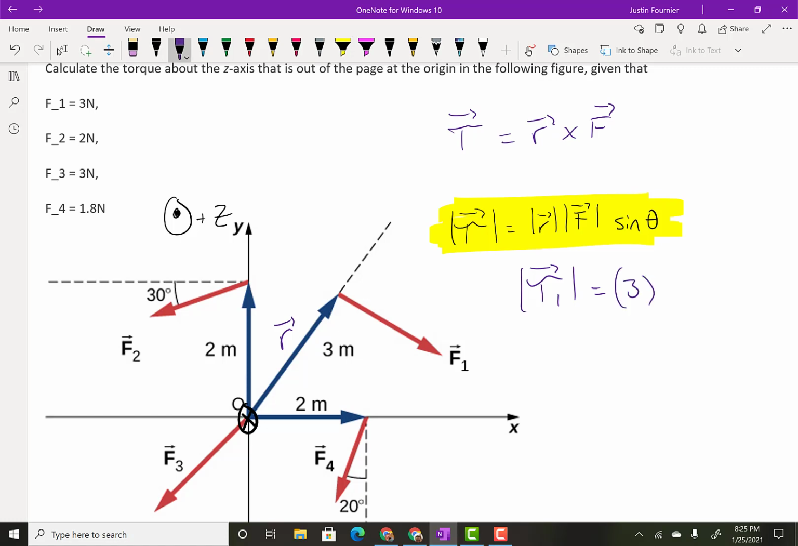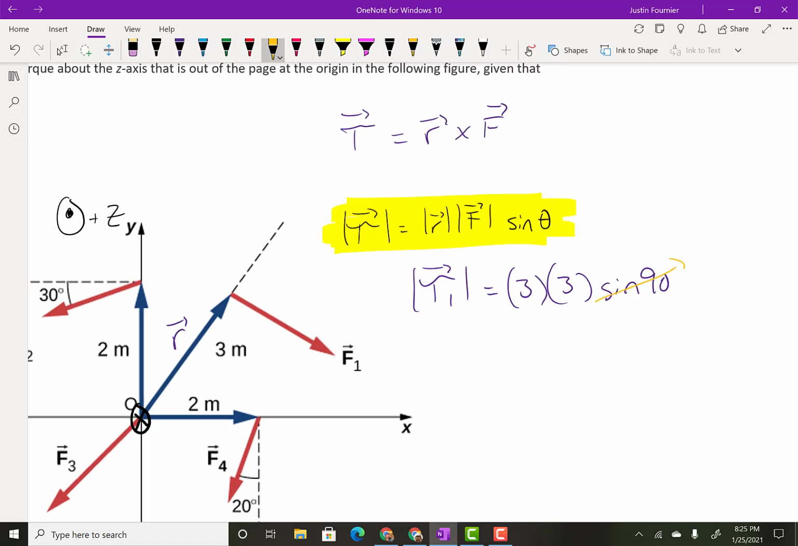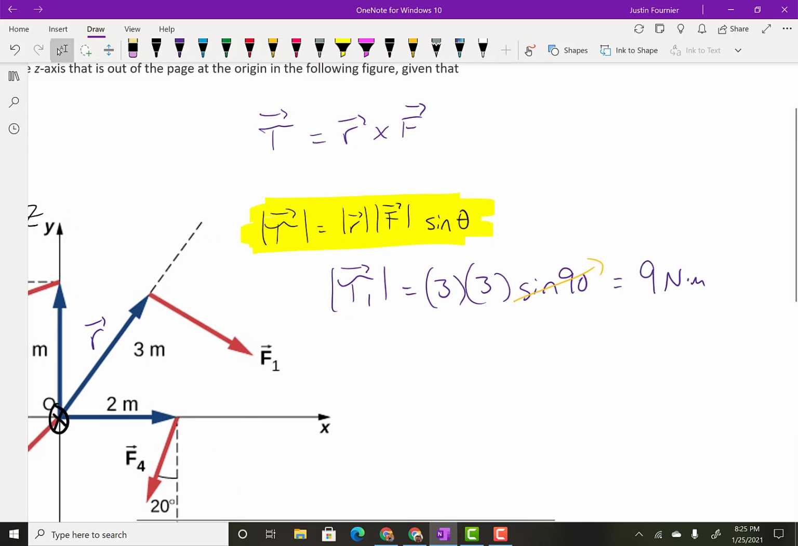Then I do the magnitude of the force vector. That's F1, which is 3 newtons, times sine of the angle between these two vectors. The angle between these two vectors, I would say, is about 90 degrees. I don't think they're trying to trick me or anything. That's pretty much 90 degrees, so this is sine of 90. Sine of 90 is equal to 1, and that means 3 times 3 gives me 9 newton meters. So that's my torque. I'll deal with direction at the end. Let's just calculate the magnitudes first.